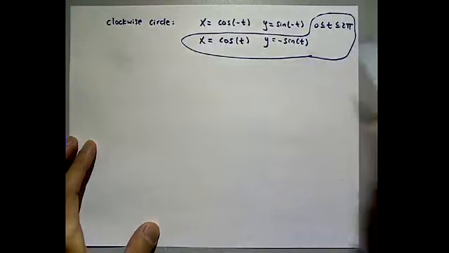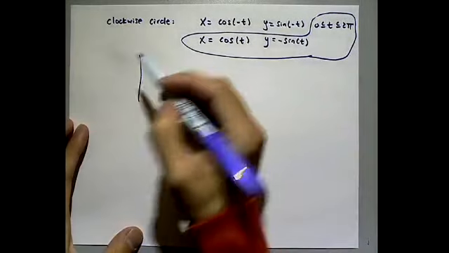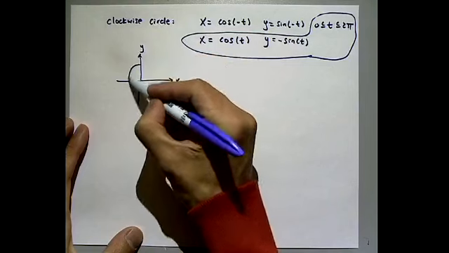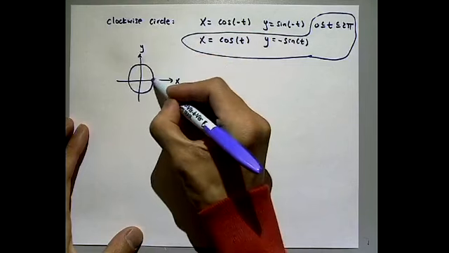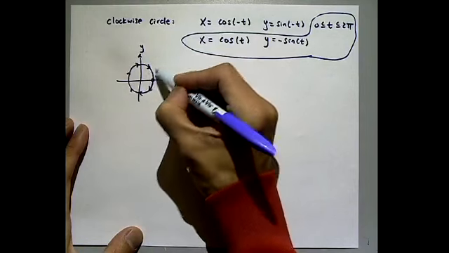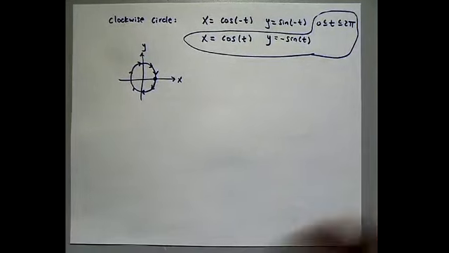All right, so this will give me my clockwise circle starting at 0, 1. And ending back there again. Okay?